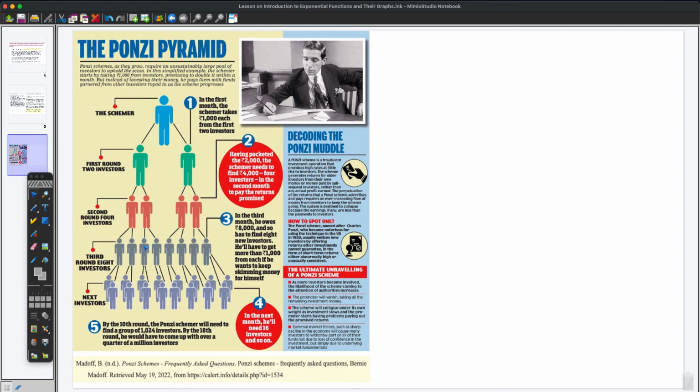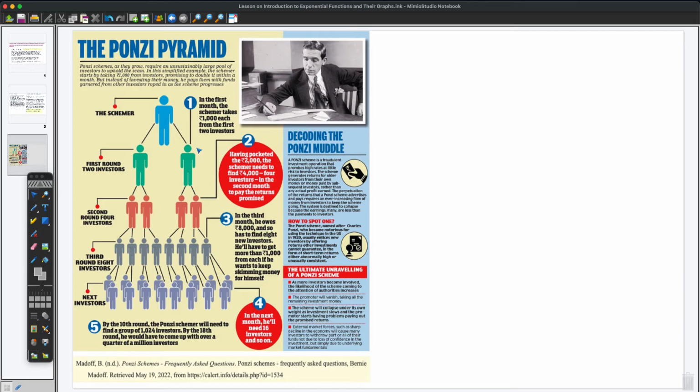All right? And it ends up running into something that's unsustainable. You can't get your number of investors, and all of a sudden the whole thing collapses. But by that time, this person is probably long gone, okay? But particularly what I want to look at is two things. I want to look at the growth of the people and the growth of the money required.